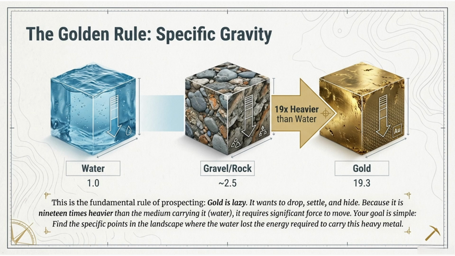The golden rule: specific gravity. Gold is lazy. It wants to drop, settle, and hide. Specific gravity differentiation. Water, SG 1.0. Gravel/rock, SG approximately 2.5. Gold, SG 19.3. Because gold is 19 times heavier than the water carrying it, it requires significant force to move. Your objective is to find points where the water lost enough energy to drop this heavy metal.